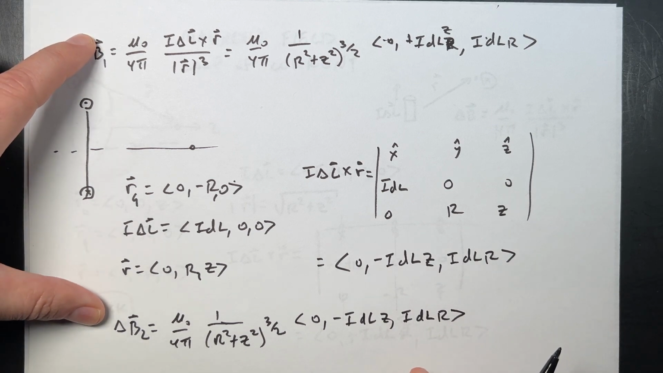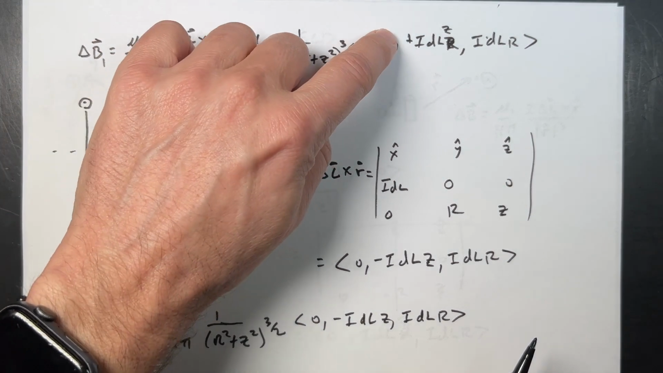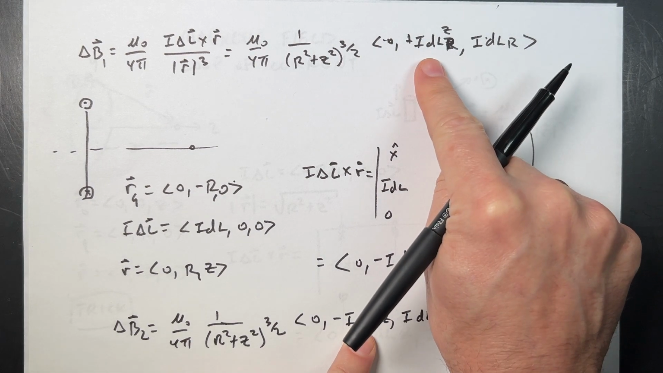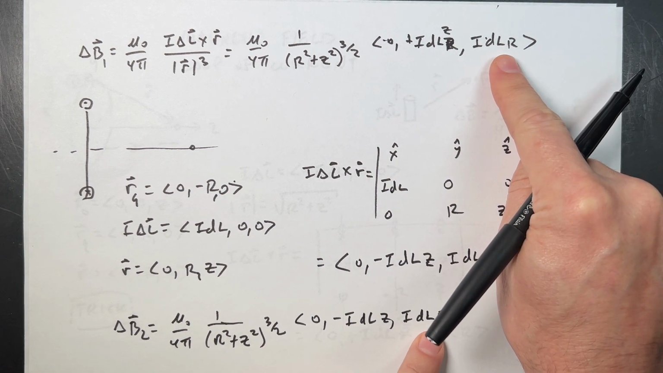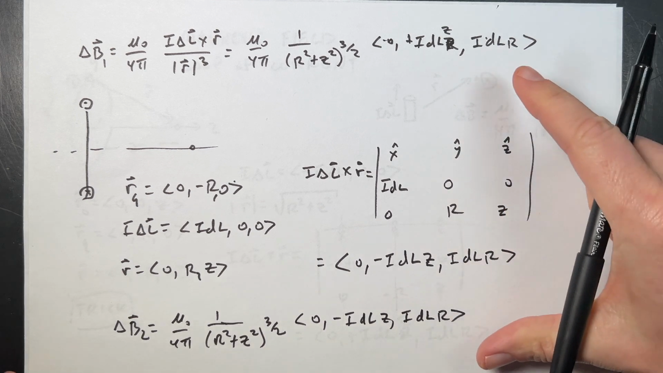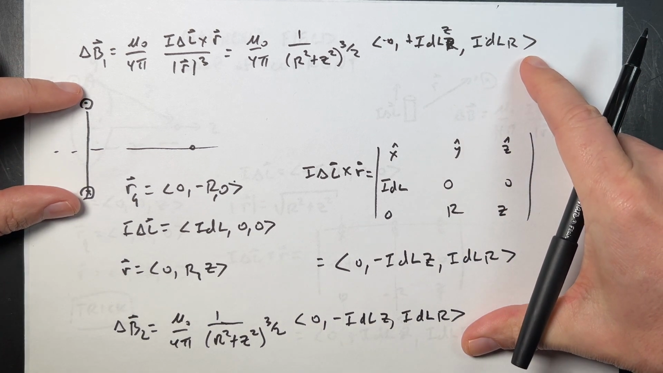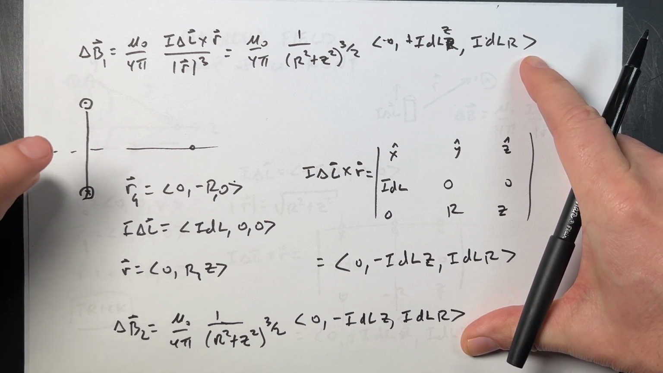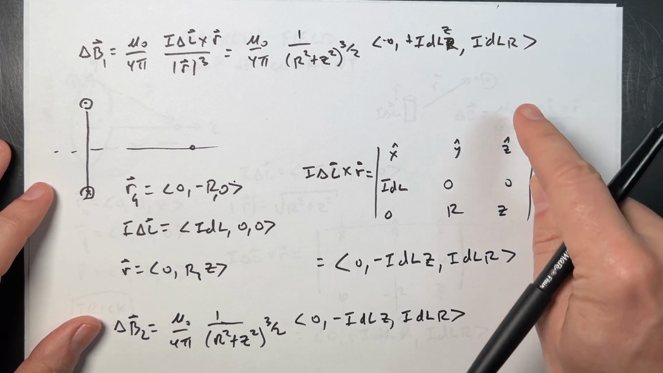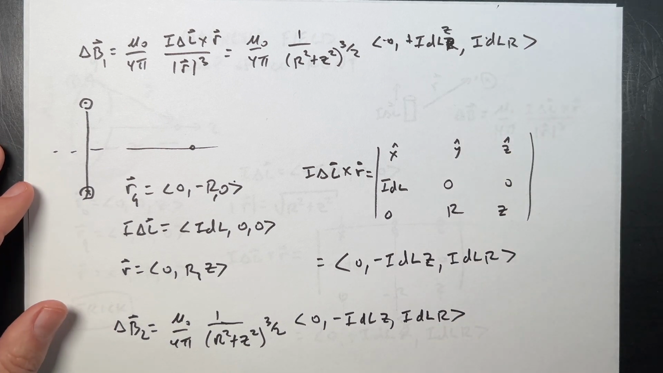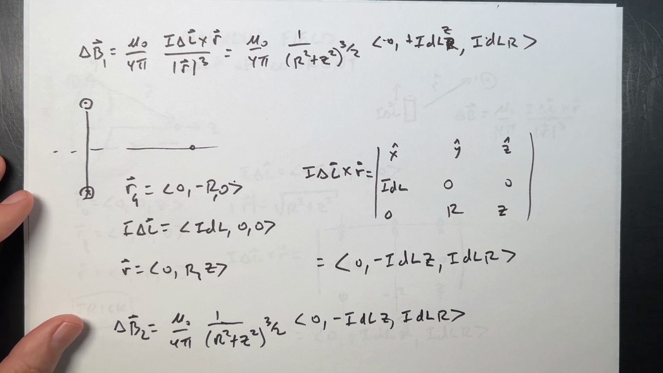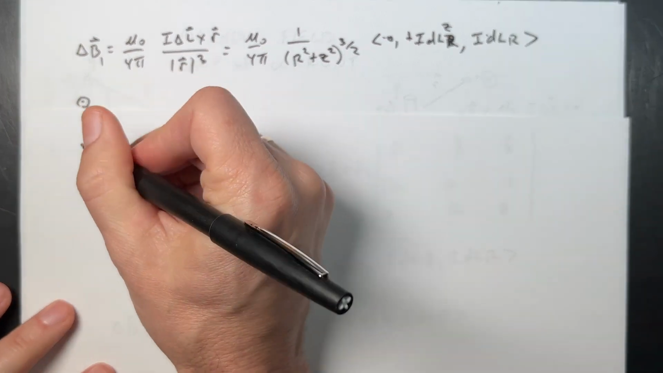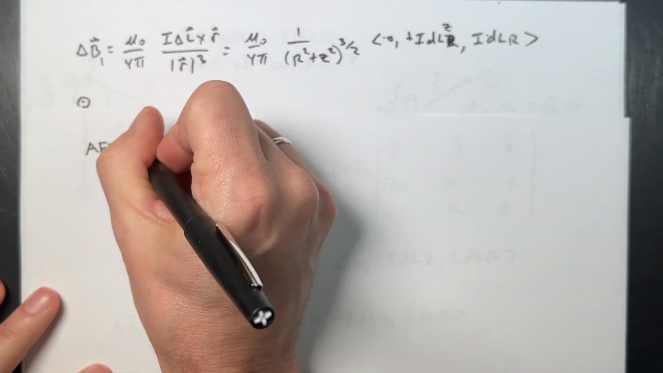Now when I add these two together, notice what happens. 0 plus 0 is 0. Negative I dlz plus I dlz is 0. IDLR plus IDLR is 2. So the only surviving component from those two pieces right there is going to be in the z direction. And that's going to be true for all the pieces. As I add up around here, the only piece that will survive will be the z direction, and I get 2 of them. So that's kind of a trick, but that's what I have. So let's write out our magnetic field after the trick.